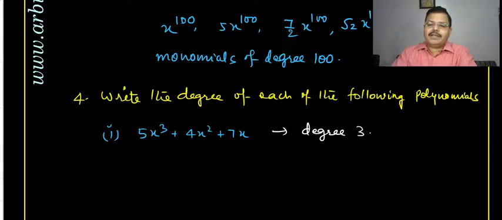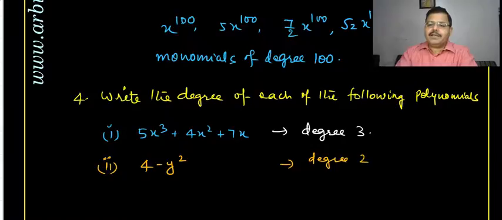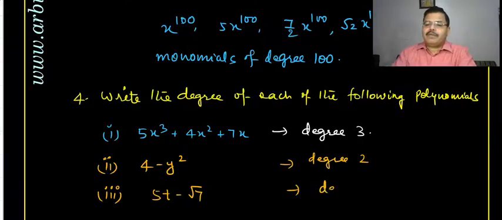The degree is 3. Highest power is 3, so degree is 3. In the second question, if I am writing 4 minus y square, what is the highest power here? 2. So y is the variable, and degree is 2. In the third question, they are asking about the degree of 5t minus root 7. Root 7 and 5 are constants, t is the only variable, and the power of t is 1. So degree is 1.